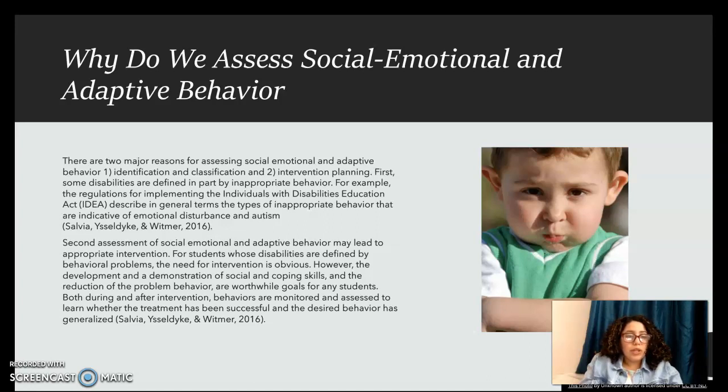For example, the regulations for implementing the Individuals with Disabilities Education Act describe in general terms the types of inappropriate behavior that are indicative of emotional disturbance and autism. Second, assessment of social, emotional, and adaptive behavior may lead to appropriate intervention. For students whose disabilities are defined by behavioral problems, the need for intervention is obvious.